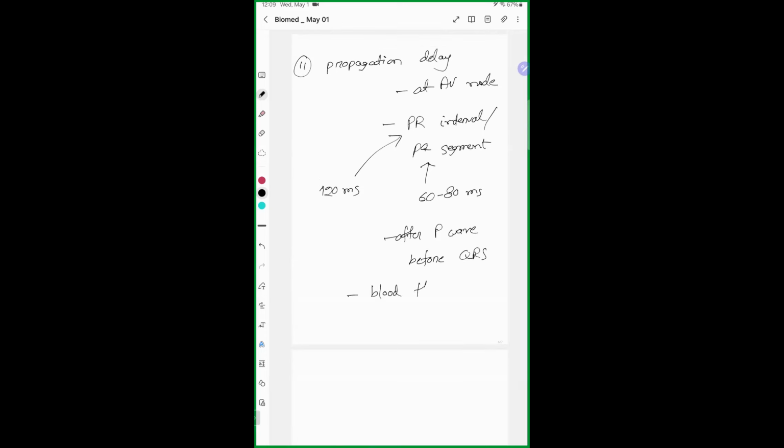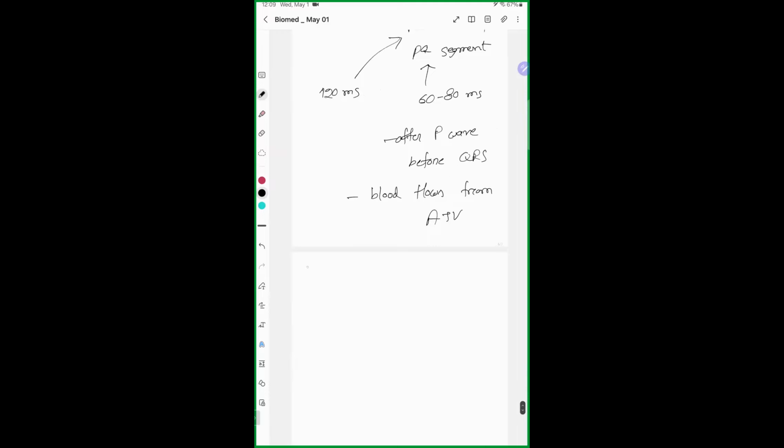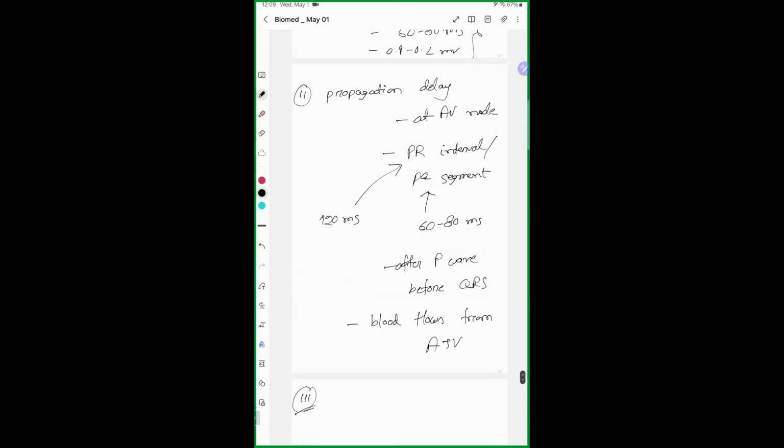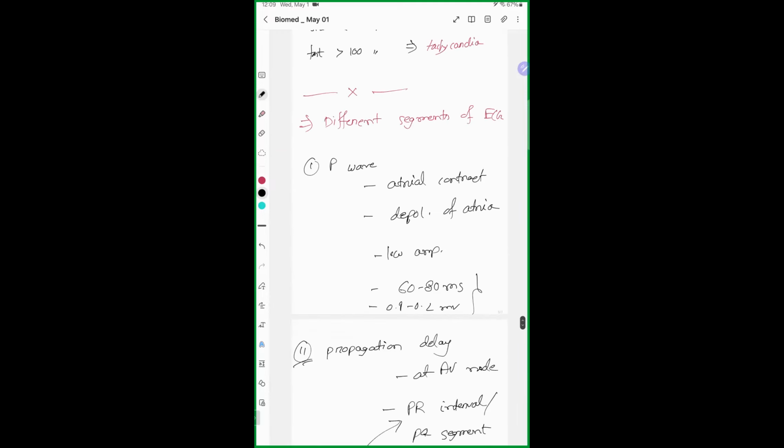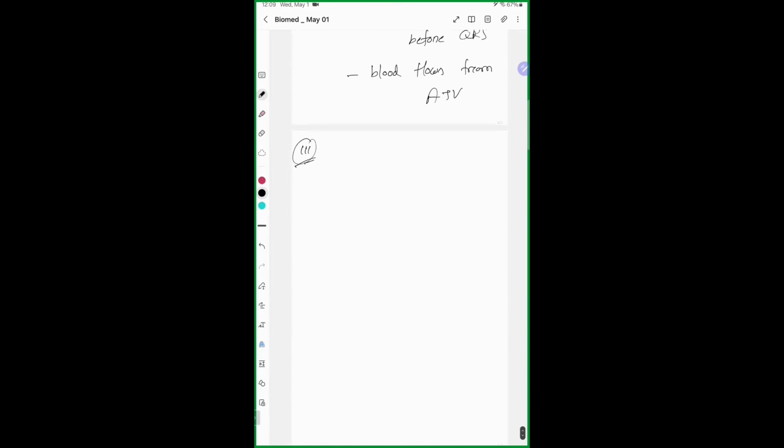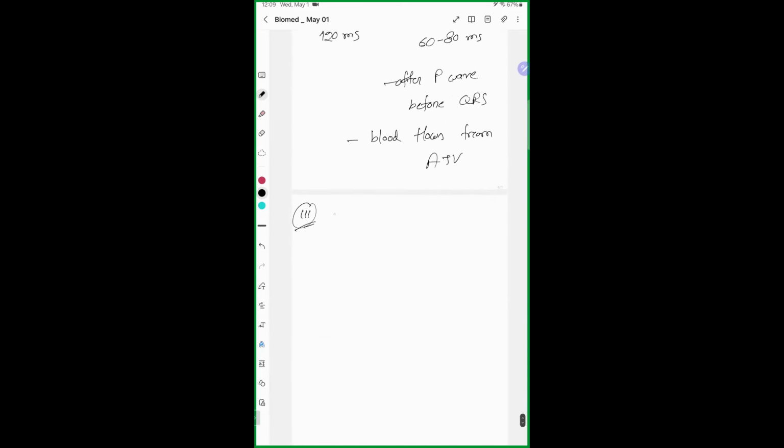Blood flows from atria to ventricle. This is the time. Number 3, then you have the QRS complex. QRS complex, that is rapid contraction.